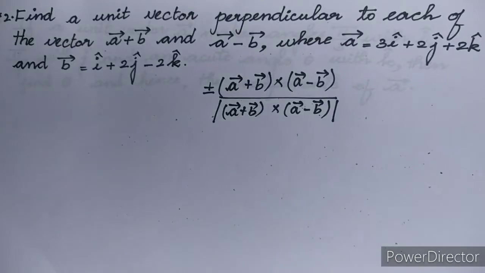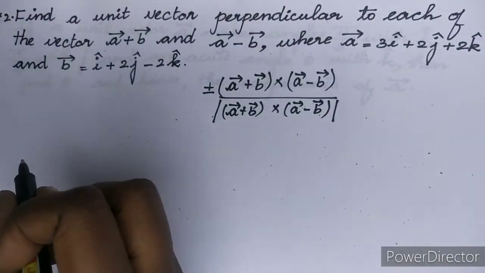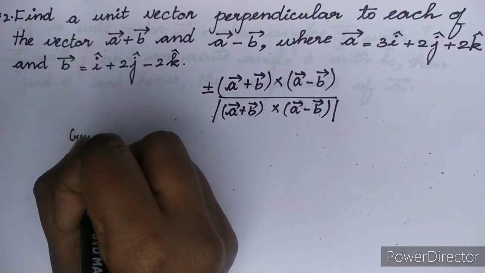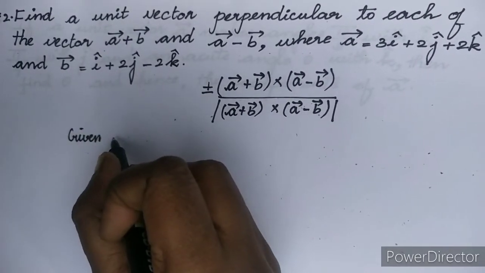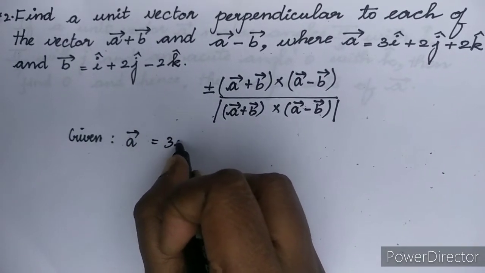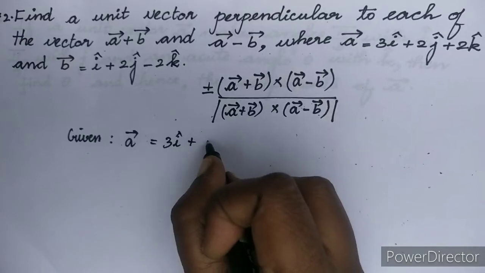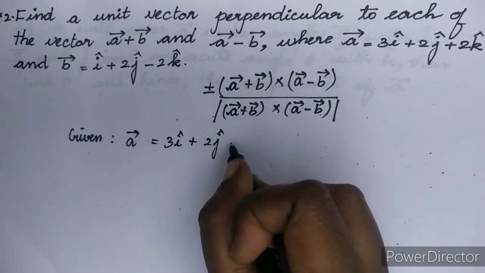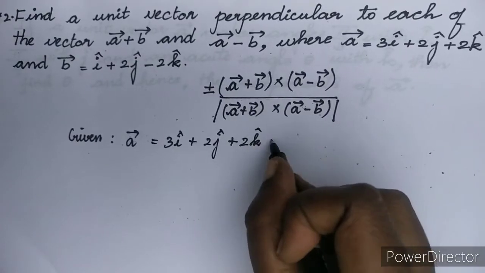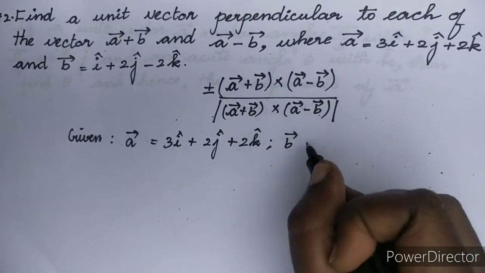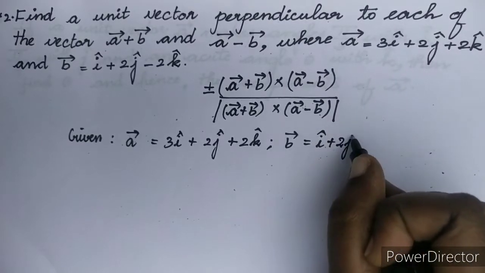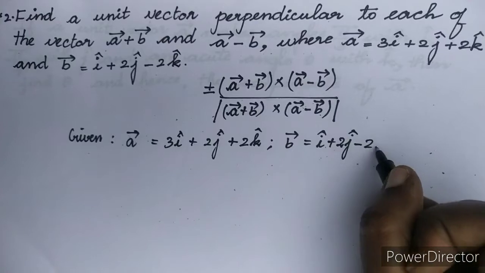Now we will write what is given in the question, that is A vector and B vector. Our A vector is equal to 3 i cap plus 2 j cap plus 2 k cap, and our B vector is equal to i cap plus 2 j cap minus 2 k cap.